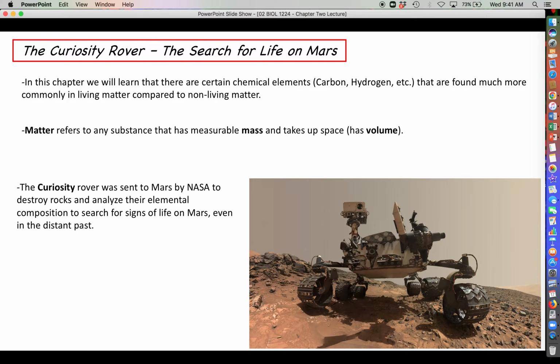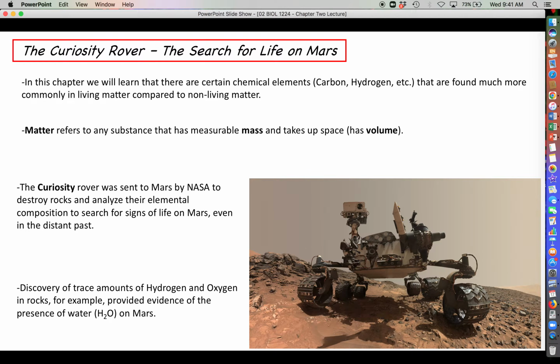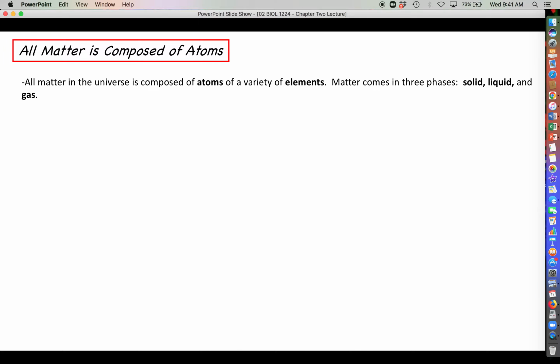of life on Mars. So basically the idea is that if the rover was able to discover even trace amounts of things like carbon or hydrogen or oxygen in the rocks, then that could potentially be evidence of, well, since we know that living matter tends to be made of these types of atoms, then maybe at one point there was life on Mars. Maybe there was even the presence of water on Mars. And we will, later in this chapter, discuss how important water is to life, even if water is not strictly living matter itself.